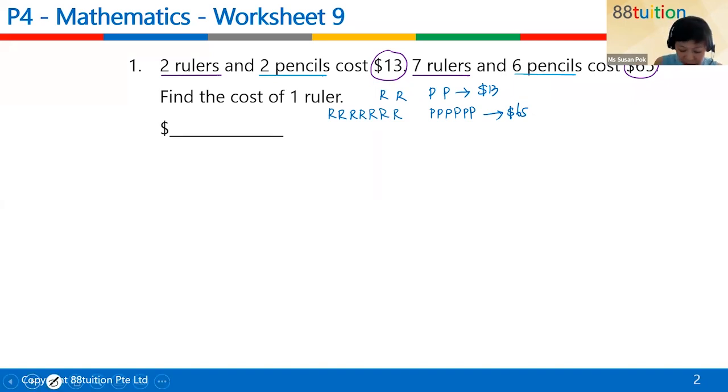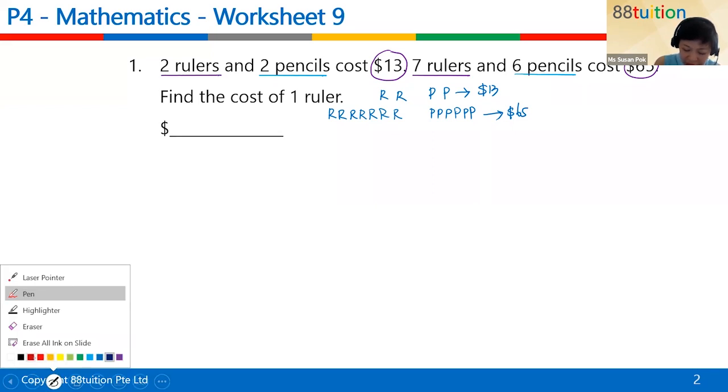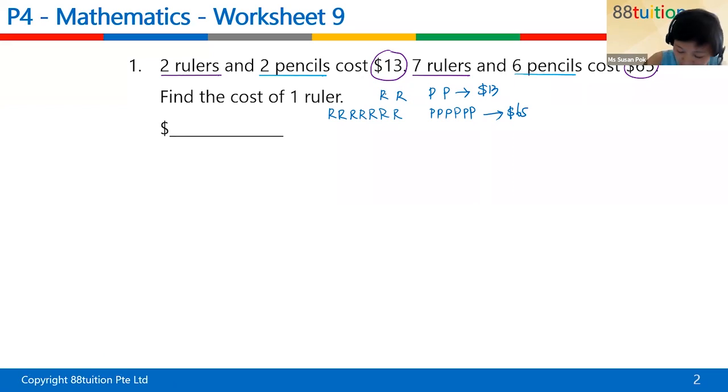Now I want to take a look at something here. What I can do is form them into pairs. How can I do that? Can I say this is one pair? Can I say this is 2 pairs? If I rearrange them, can I say this is RP, RP? I just rearrange them, and that gives me $13. So can I say this is one set, this is one set, which gives me $13?